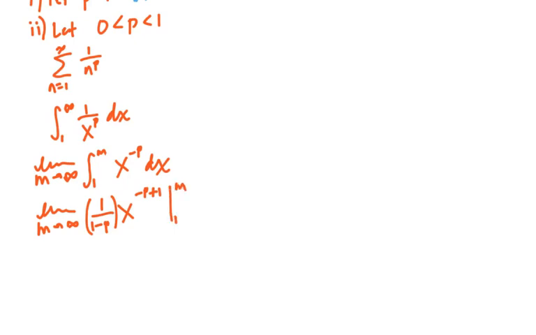Now remember, x is our variable here. So then I'm going to switch colors on purpose. So we have the limit as m approaches infinity. And when we plug in m, we have 1 over 1 minus p, x to the, that's not x, that's m. That's where our variable is, m to the 1 minus p. We just switch those letters. Minus 1 over 1 minus p times 1 to any power is 1.